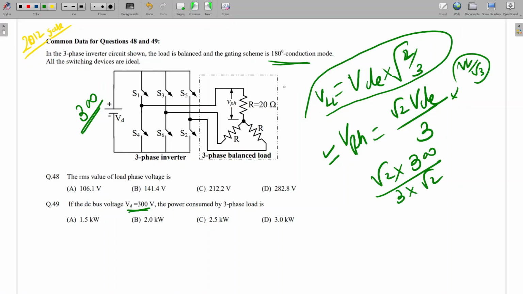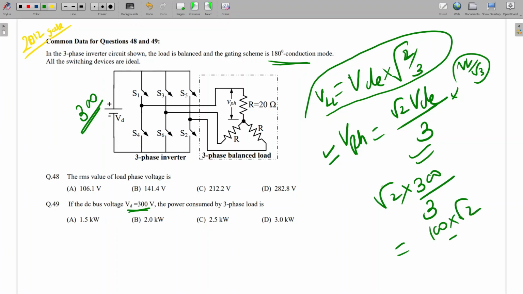So see, line to line voltage for this one is VDC into root 2 by 3. This is the RMS value, no need to divide it by root 2. It's only the phase voltage. So phase voltage is the line divided by root 3, so root 2 VDC by 3. So root 2 into 300 divided by 3 is 100 into root 2. That will be 141.4, I think. Yes, sir, this will be the answer.